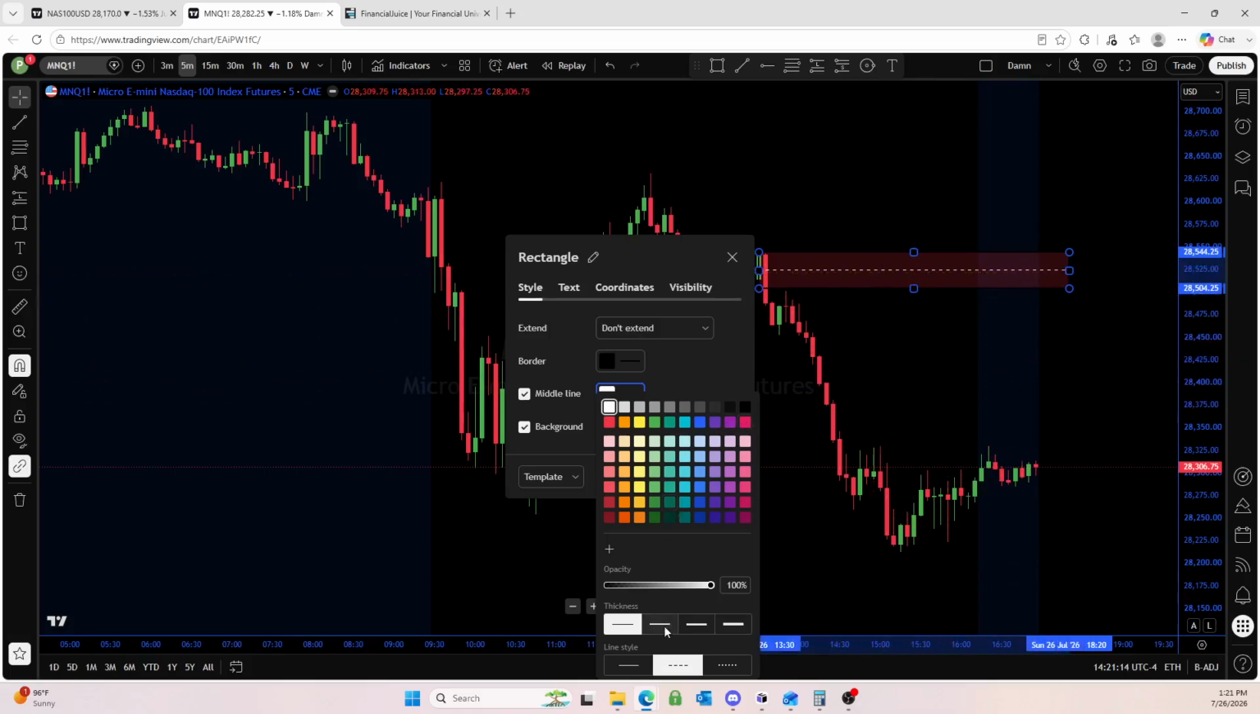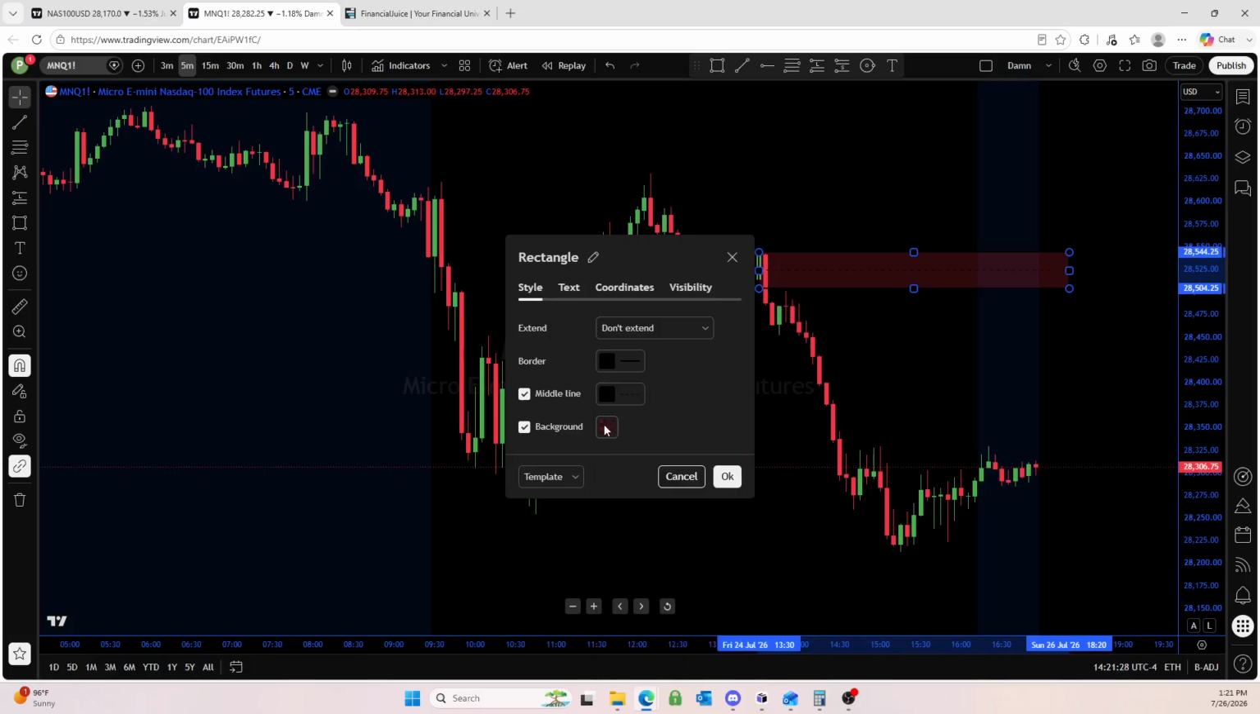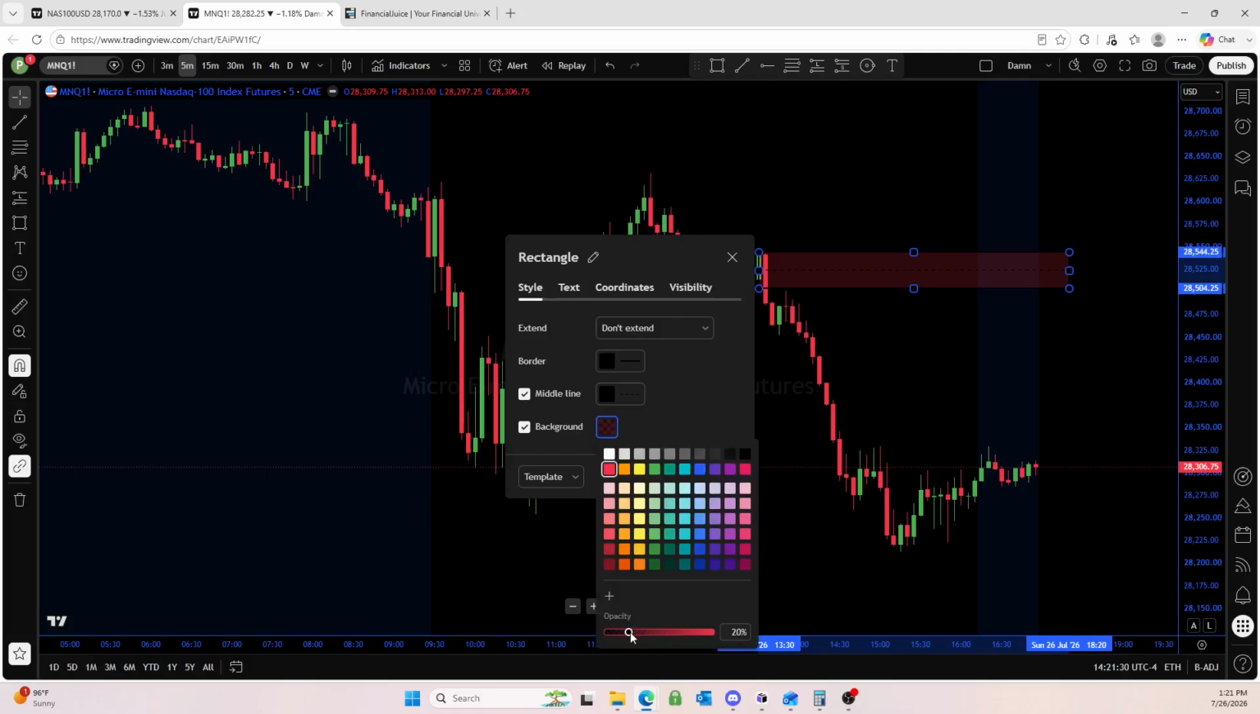All right, you can change it to be a thicker line. You can change it to be a solid line. You can change it to be whatever you want it to be. I like it like that, and I like it to be there. I think I had it in black. Yeah, there you go. Now for the background, you can change the opacity.